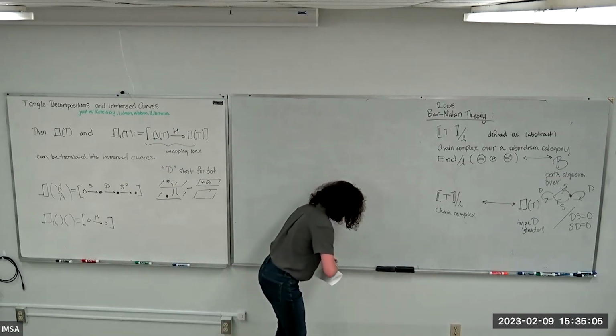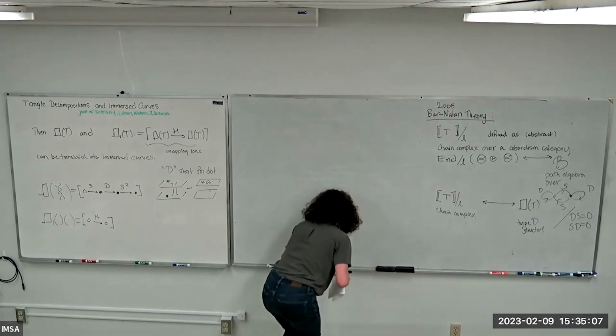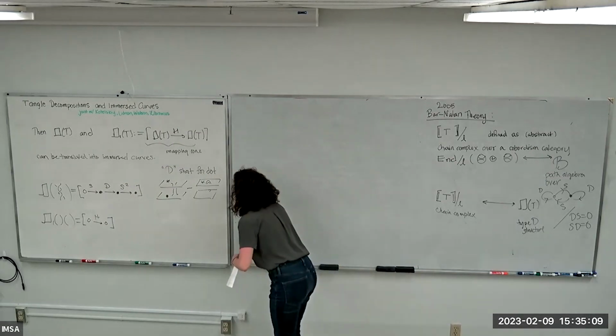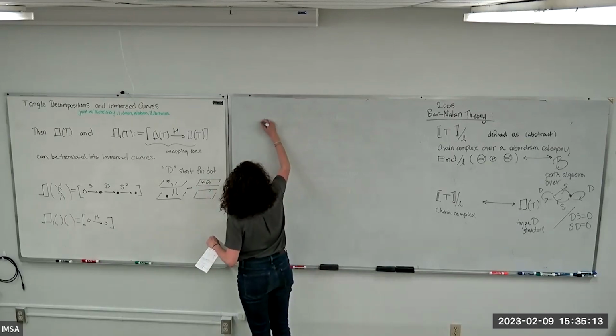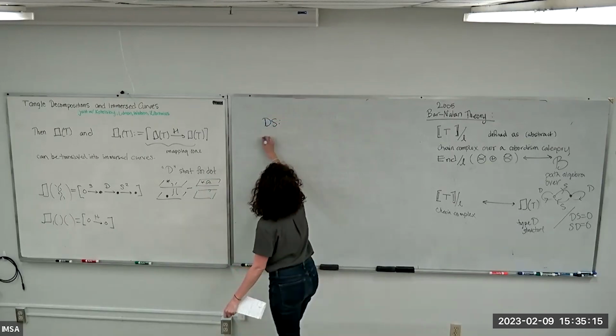So if you wanted to check that the composition of two maps is 0, then you can do that by DS, for example.